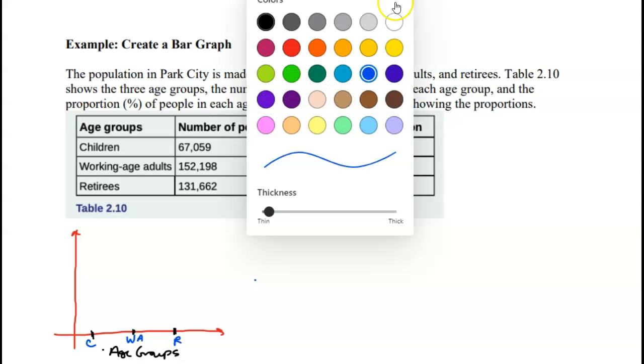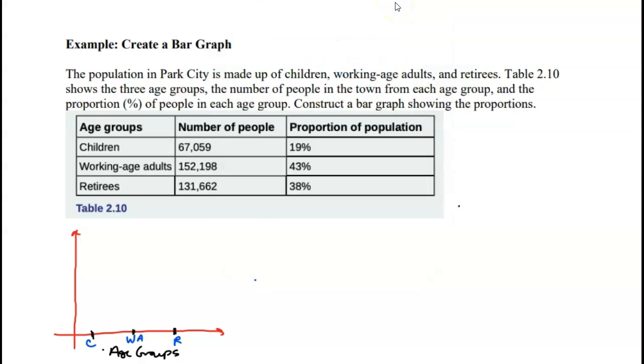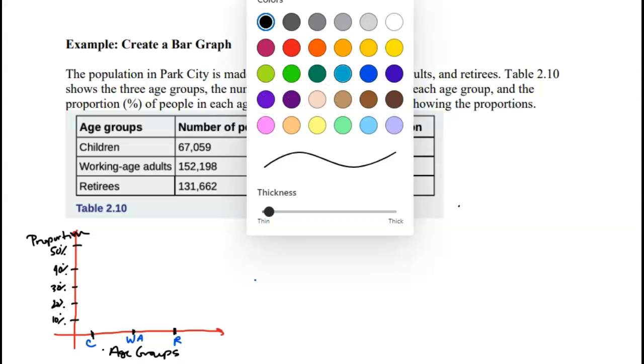Alright, so on the vertical axis, we want to have the proportion or the percentage. Okay, so we're going to go up to maybe 50%, that would be good. So let's have 10, 20, 30, 40%. Alright, and then we draw a bar for each of them.